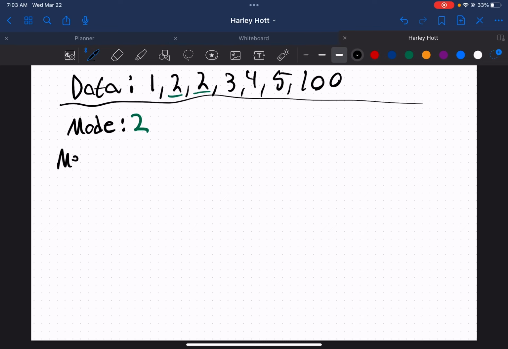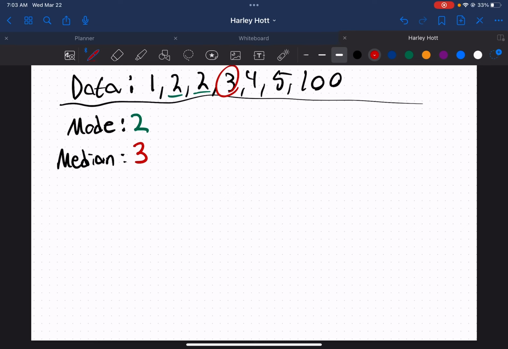The median is another pretty simple idea. We have 1, 2, 3, 4, 5, 6, 7 data points. So the middle number is right here. It's right in the middle of my data set. There's 3 numbers smaller than it and 3 numbers bigger than it. So our median is 3. It's the number that's right in the middle. Now, note that my data is already in least to greatest order.